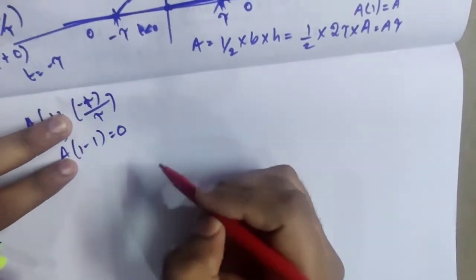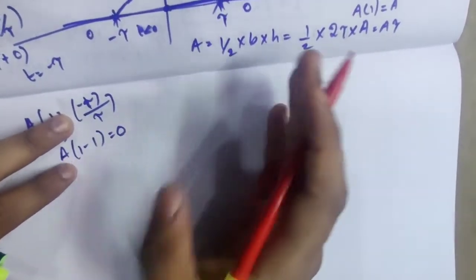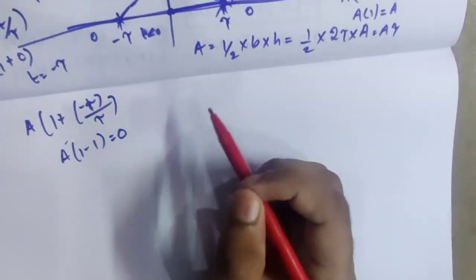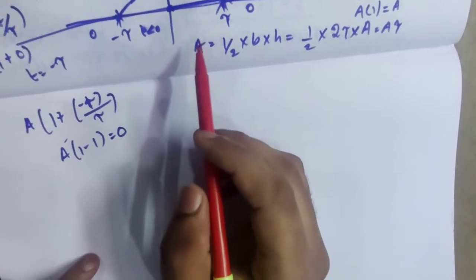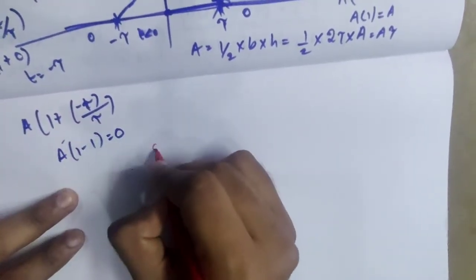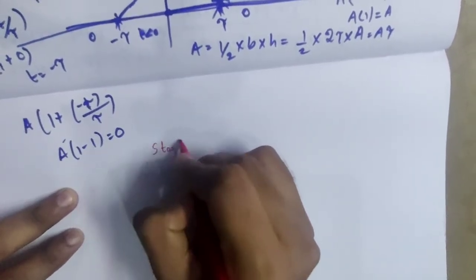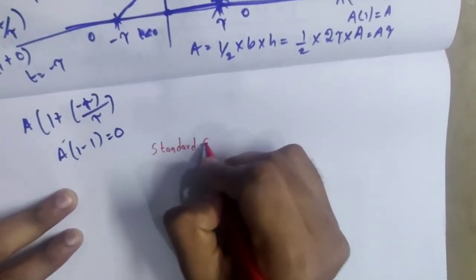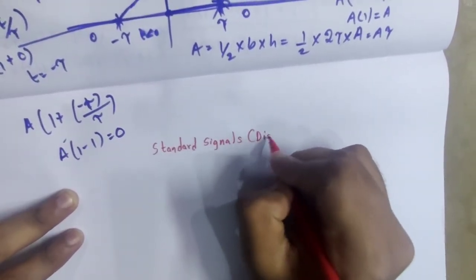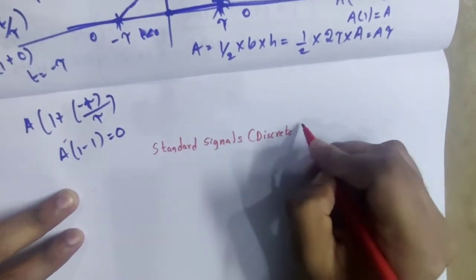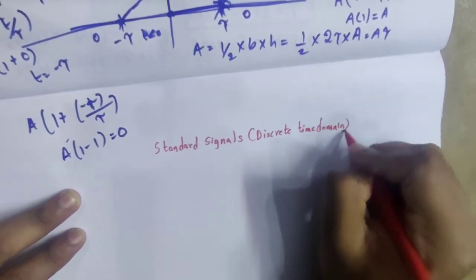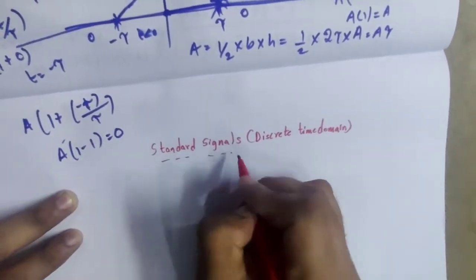As I said in the previous video, we have covered the entire standard signals in time domain. Now let us see these standard signals in discrete time domain. We have covered the standard signals in continuous time domain so far. Now we are going to see them in discrete time domain. Discrete time domain is also important. Okay, so now let us see.